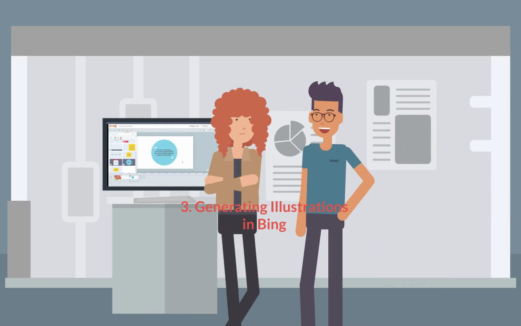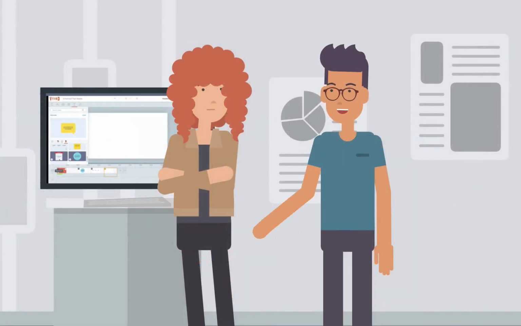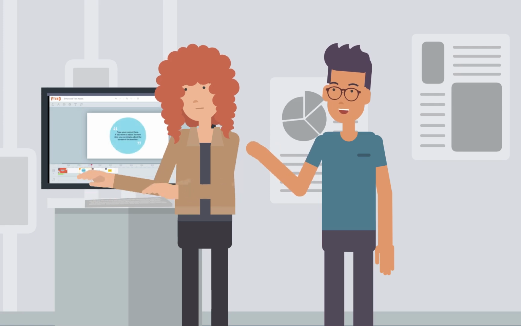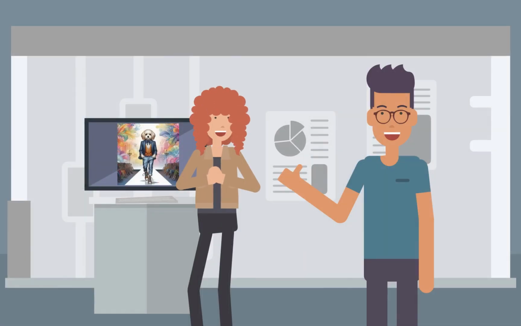3. Generating illustrations in Bing. For illustrations, begin your prompt with an illustration of. Then add a style, like fashion illustration for a raw, sketchy look. Got it. The style keyword totally changes the result.